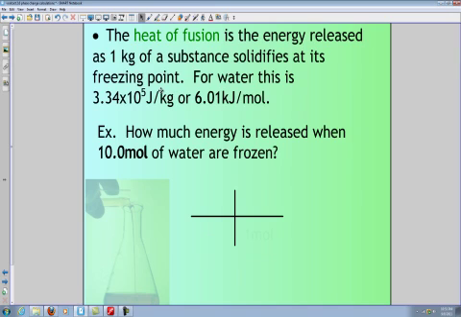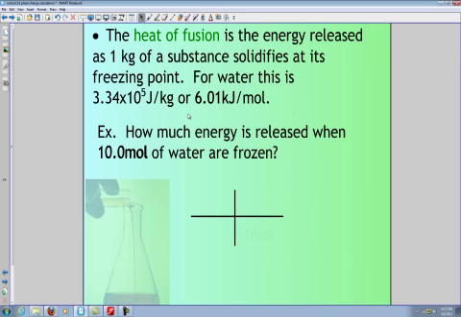Same sort of thing is true for the other boundary, the boundary between solid and liquid. That's the heat of fusion. So if we had 10 moles of water and we wanted to convert that, we could use the other conversion factor there, the 6.01 kilojoules per mole. You'll note that this number is different than the heat of vaporization. It takes a lot more energy to turn liquid into gas than it does solid into liquid.